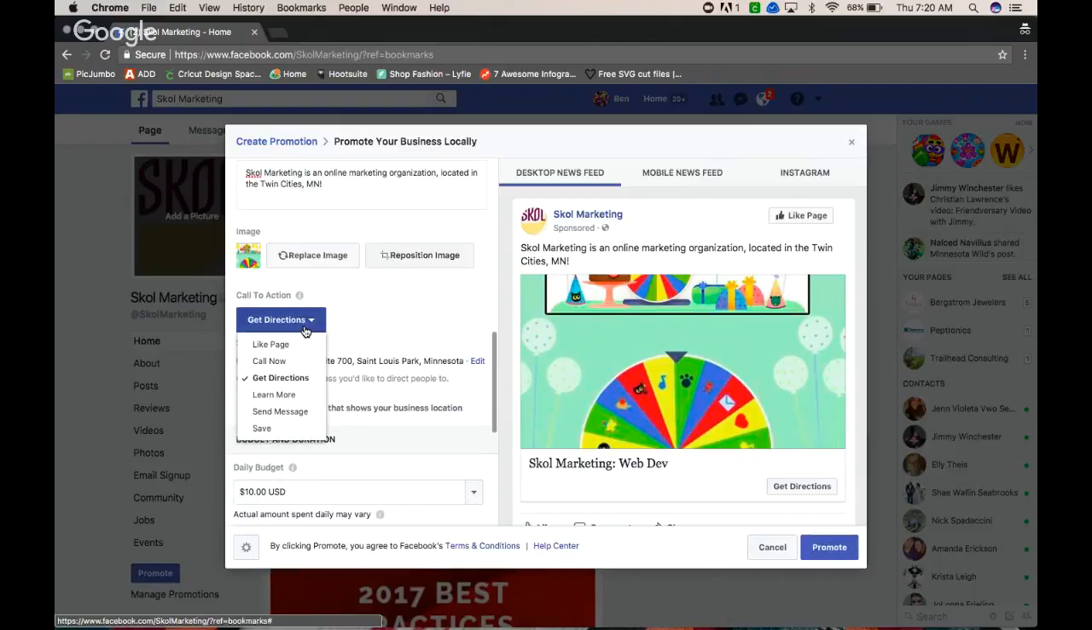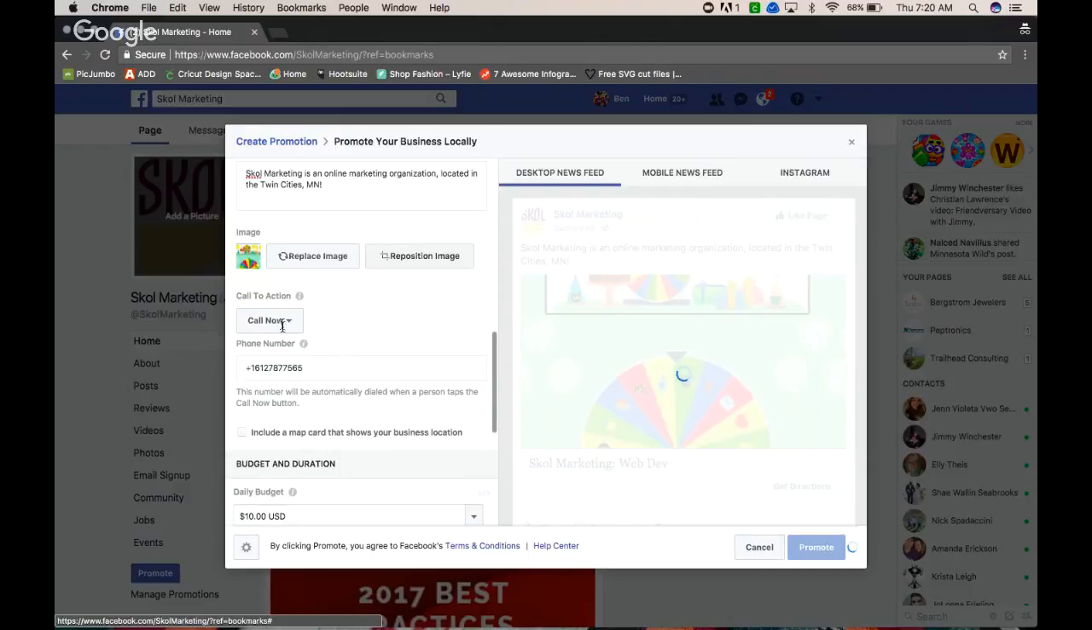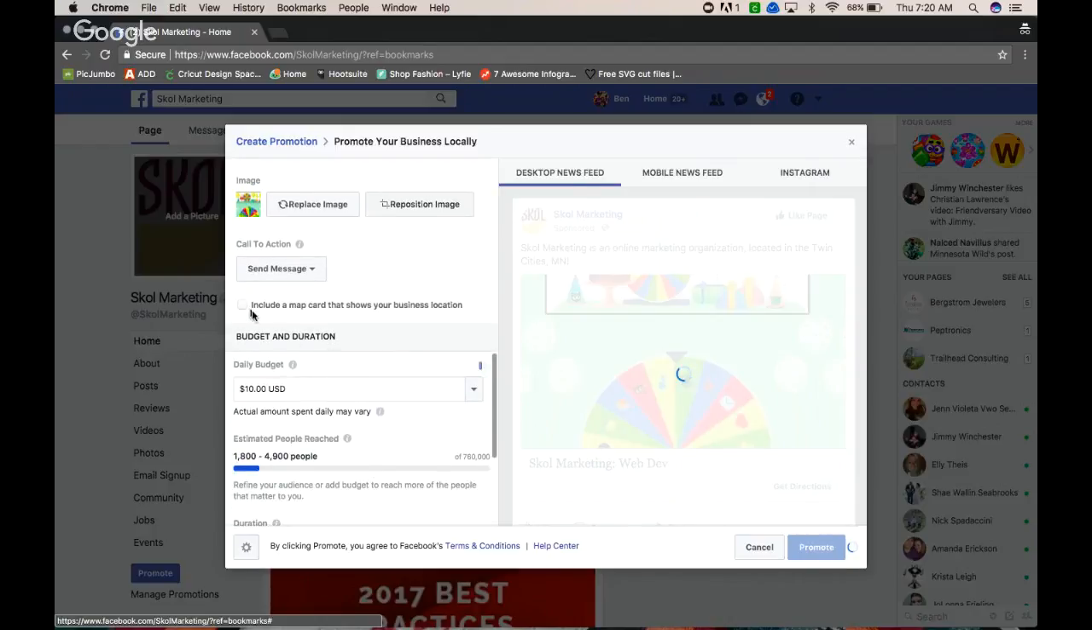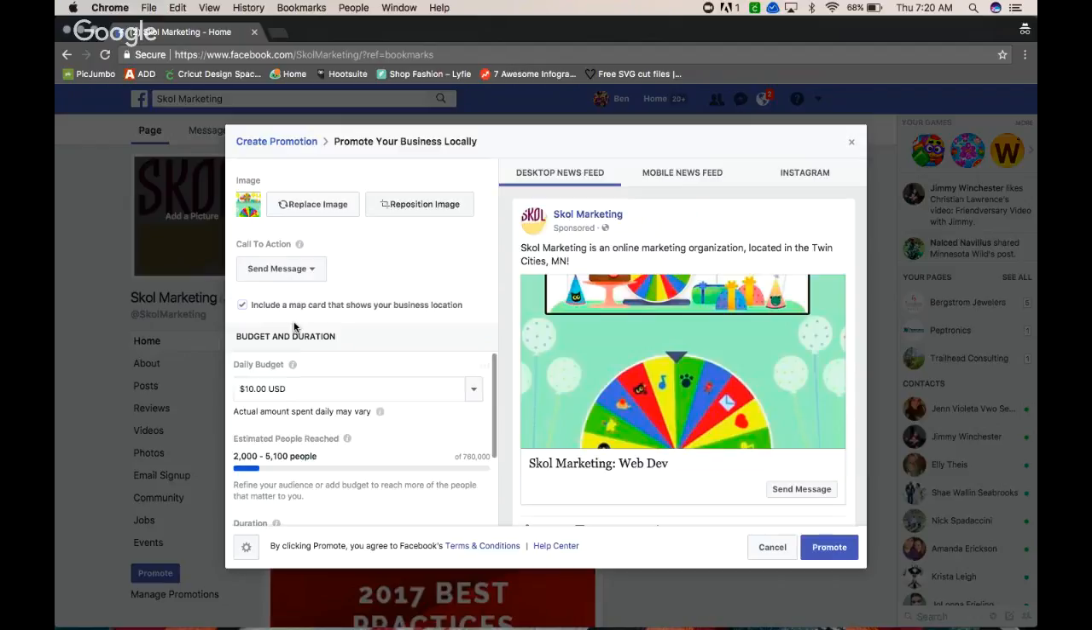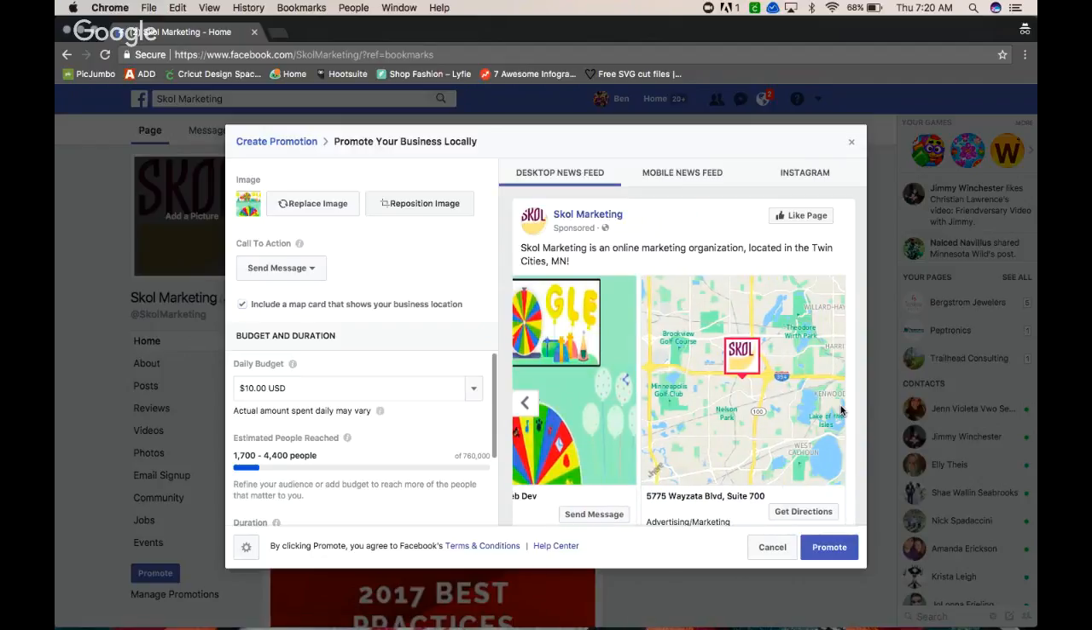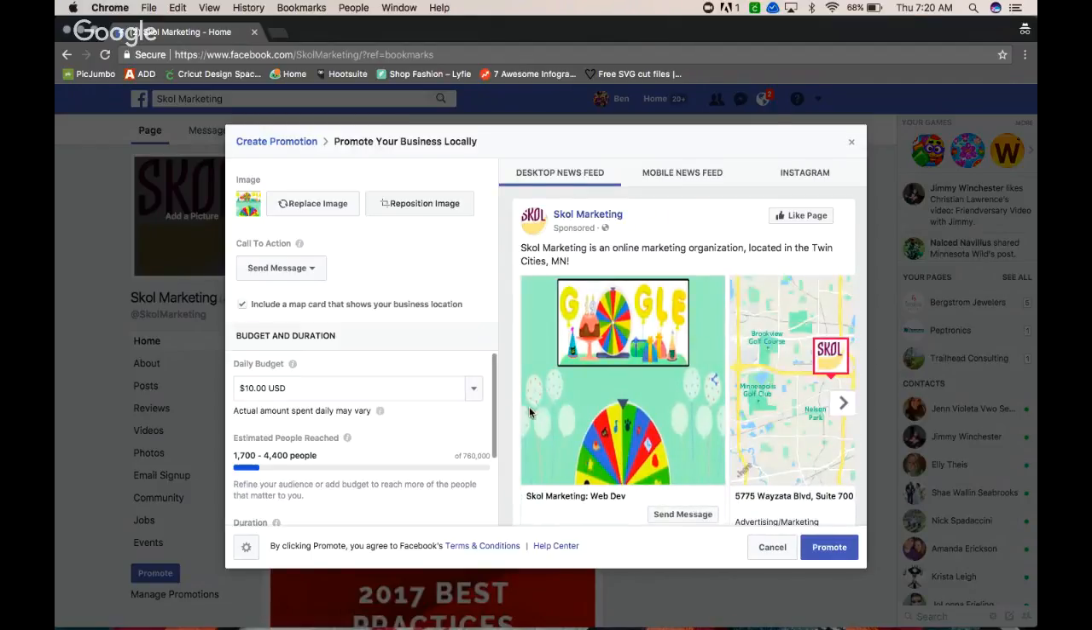Here we have another call to action, so we can figure out what we want to do. Maybe we want them to send a message. If you're going to be doing local ads, I'd recommend including a map within there. Even if you don't have your business location specifically, it's still going to show the area that you're in. So I highly recommend that, just to give your users an opportunity to see.